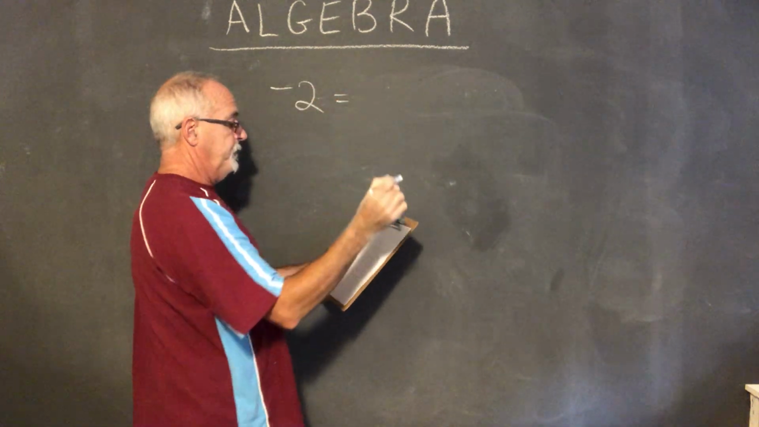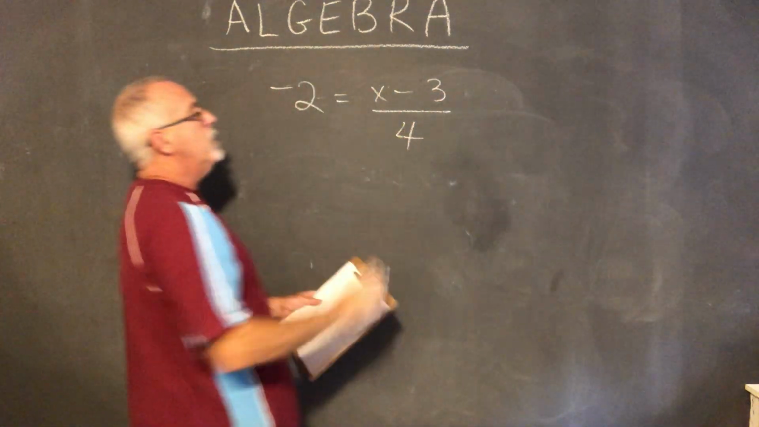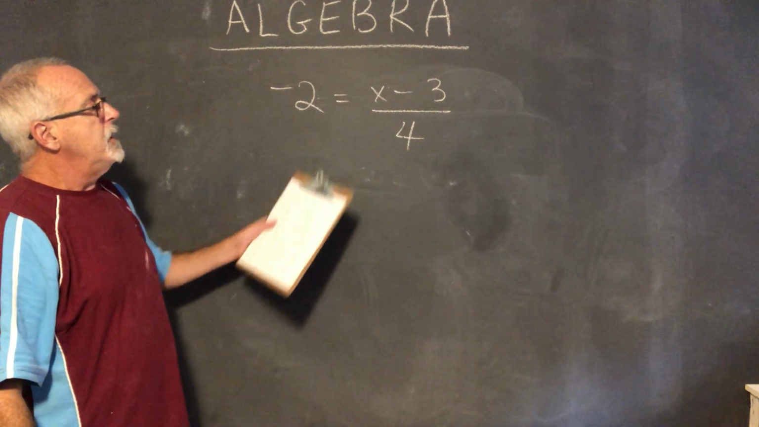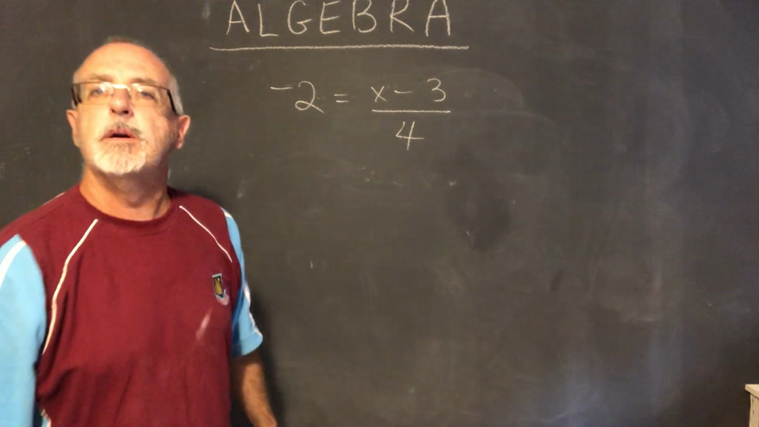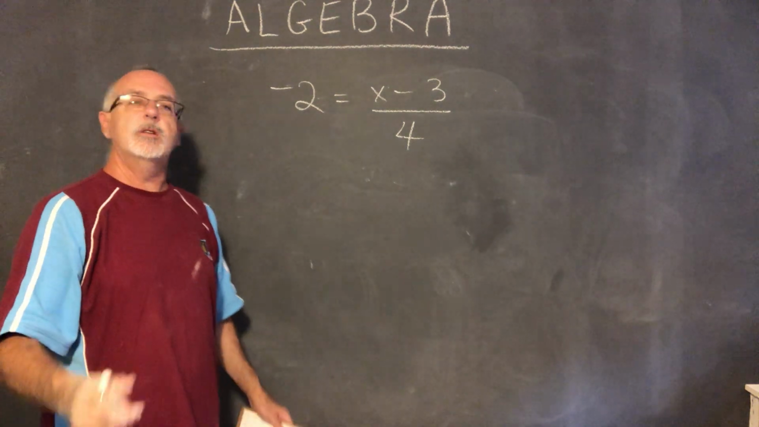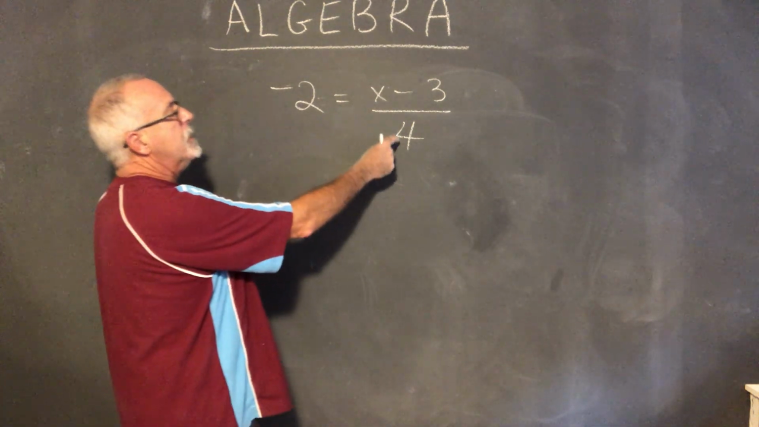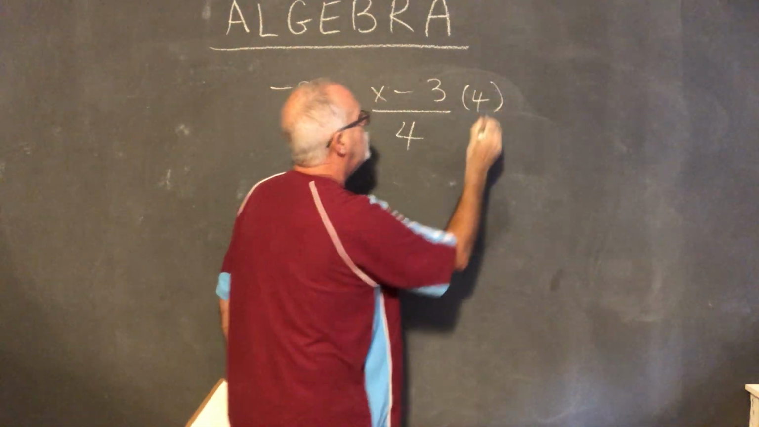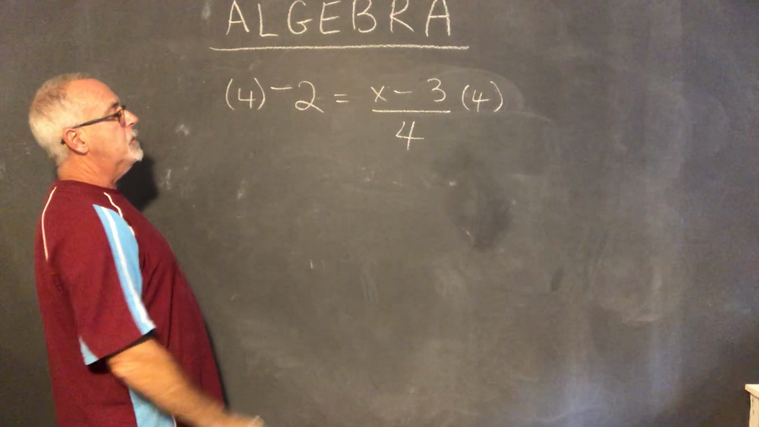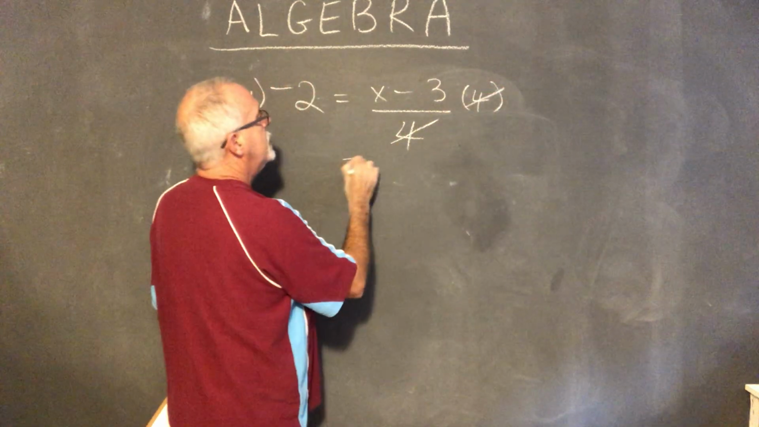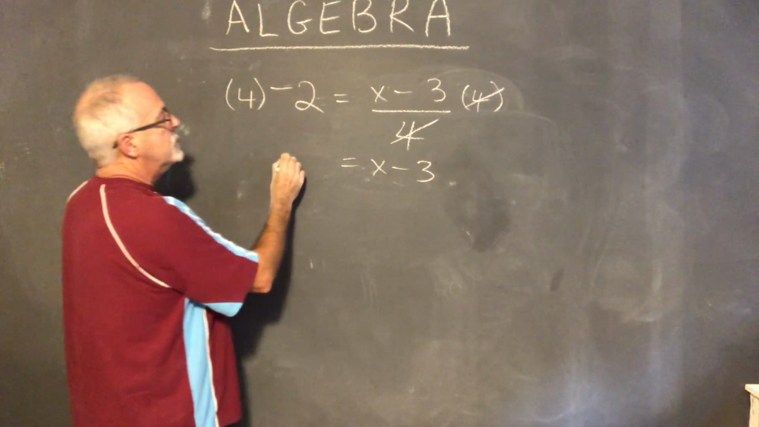Negative 2 equals x minus 3, over 4, giant fraction. First thing I'm going to do is get rid of the 4. I think we're getting good at this. Okay, I'm going to get rid of the 4 by multiplying both sides by 4, because the 4 was dividing the x minus 3, and the opposite of division is multiplication. These cancel. X minus 3 doesn't have to be written as a fraction anymore. 4 times negative 2 is negative 8.